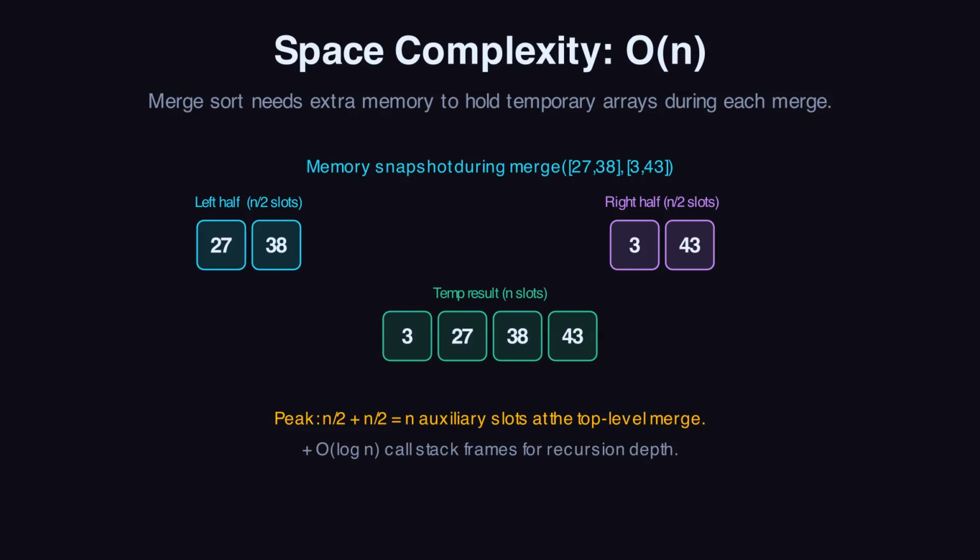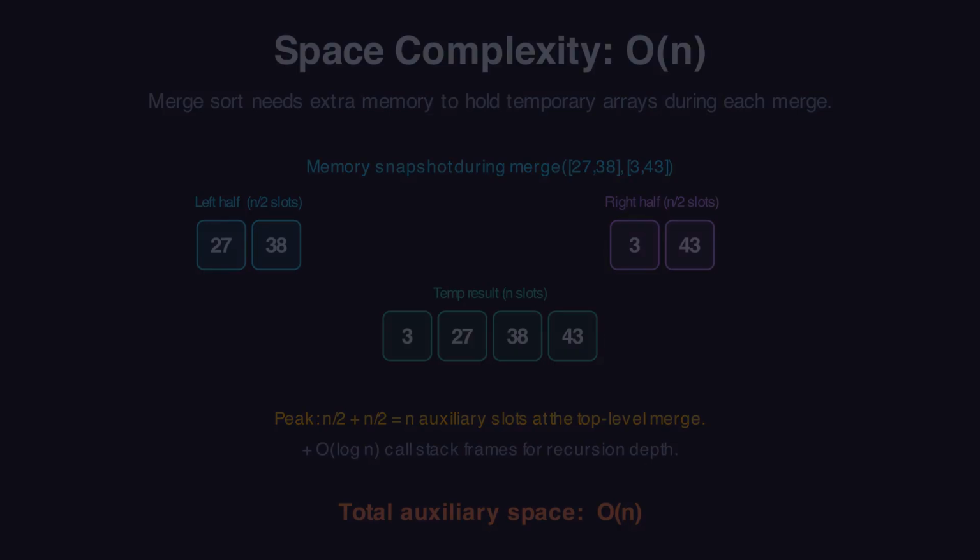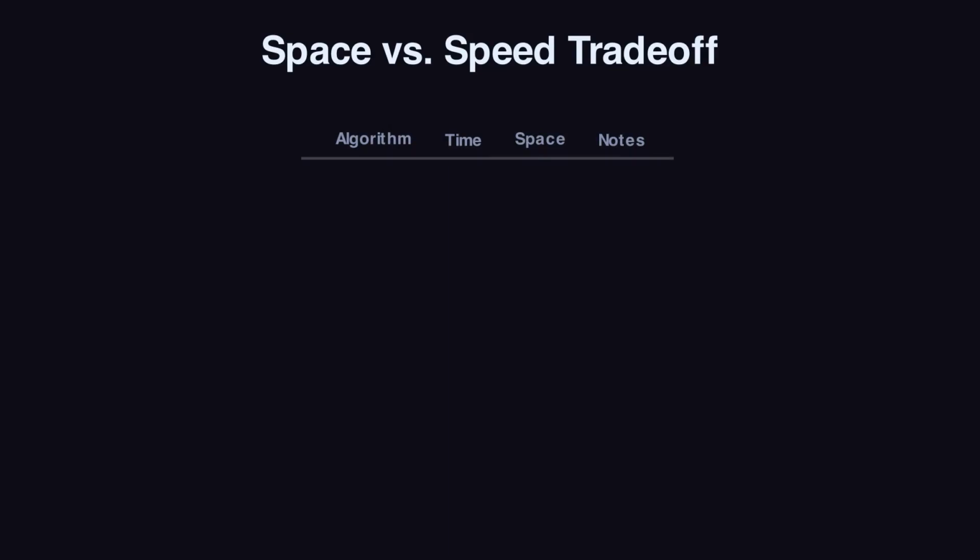Compared to insertion sort and heap sort, which sort in place using O(1) extra memory, merge sort is more expensive on the memory side. Quicksort uses O(log n) average space for its call stack and also sorts in place. So why use merge sort at all? Because the trade-off is often worth it.